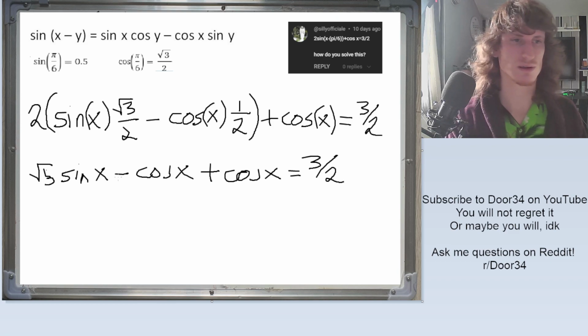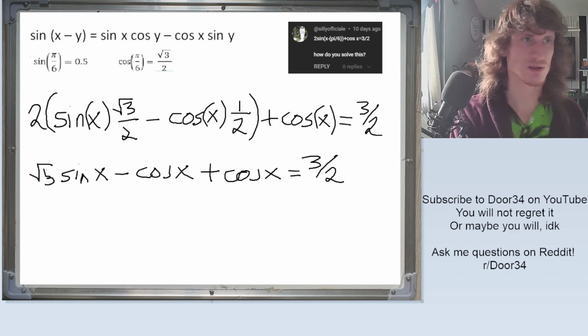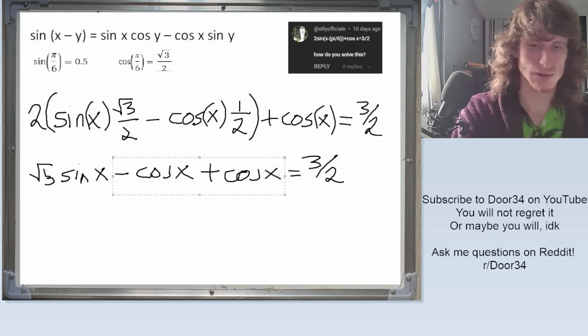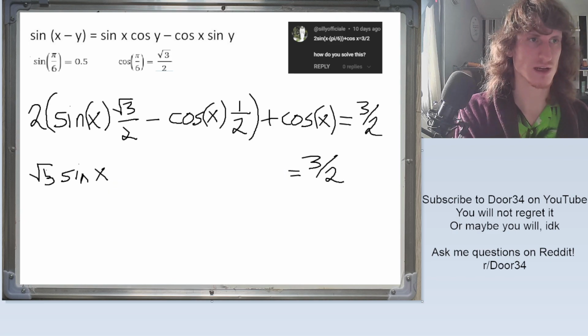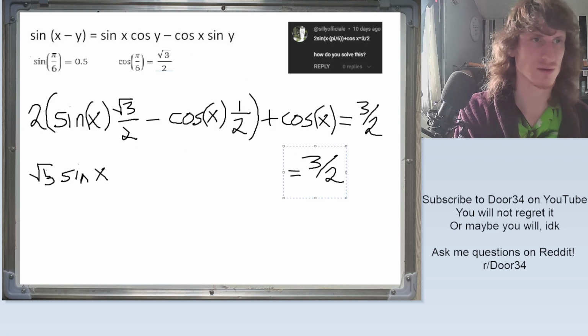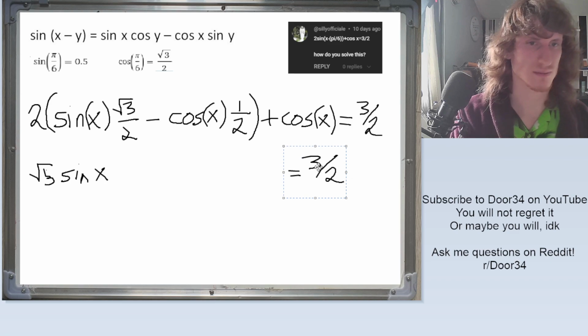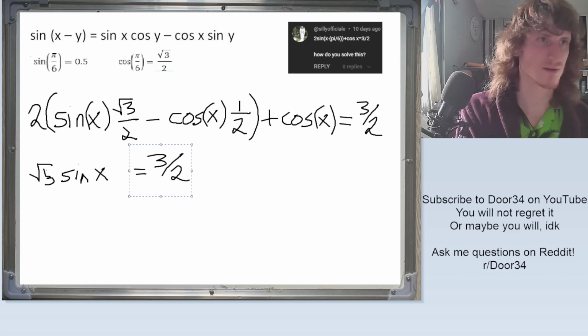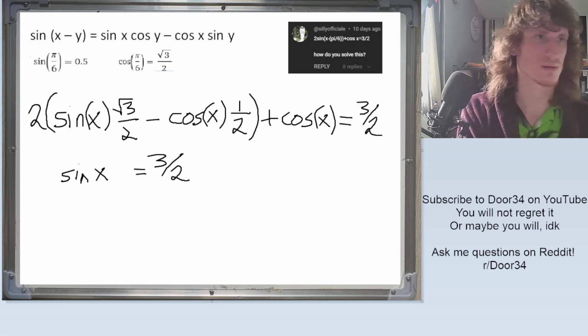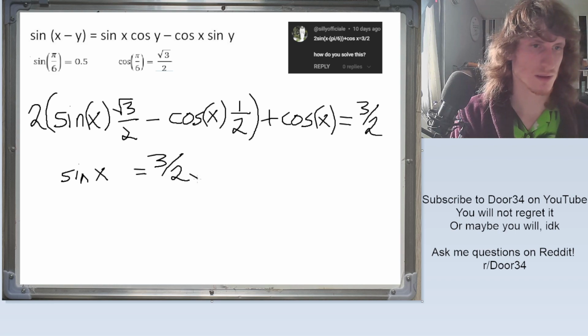Alright, so this cosine here is going to cancel out with this cosine, so I'm just going to remove both of them. And what we're left with is that root 3 times sine of x is equal to 3 halves. So what I'm going to do is just divide both sides by the square root of 3. And I'll do that here. So this is going to be 2 times the square root of 3.